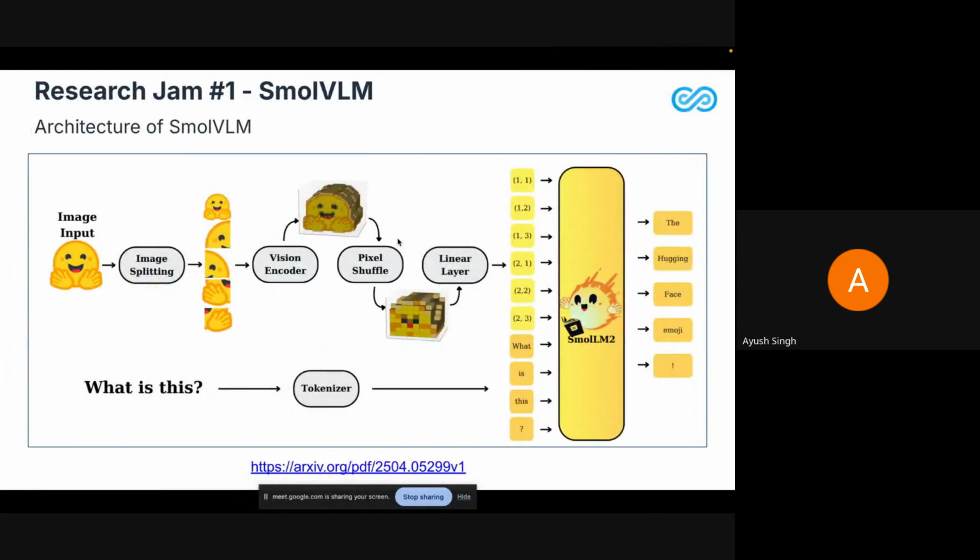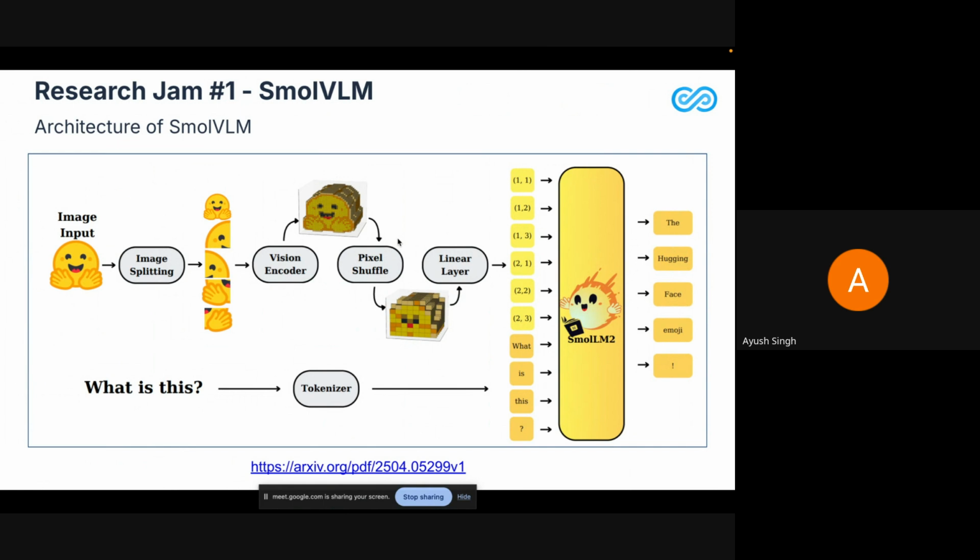So let's move on with the architecture of the small VLM paper. Suppose we have an input image. The first step is image splitting. What image splitting does is that it breaks the image into grids and then passes these grids to a vision encoder.